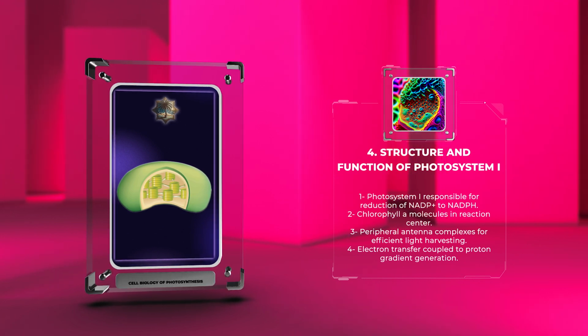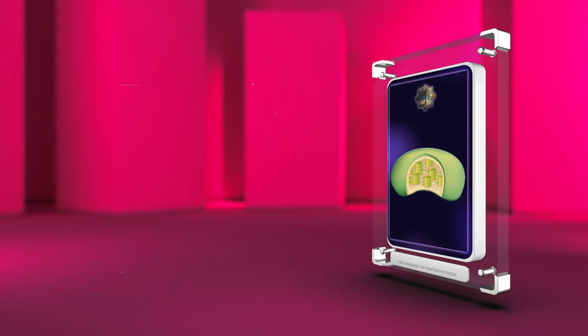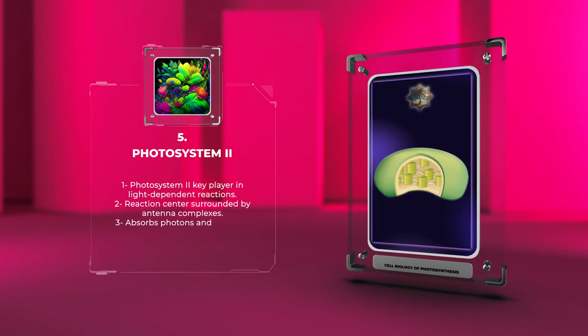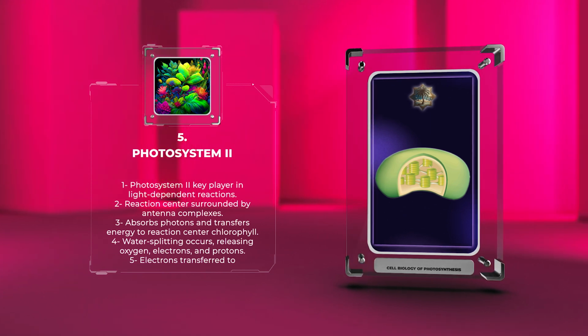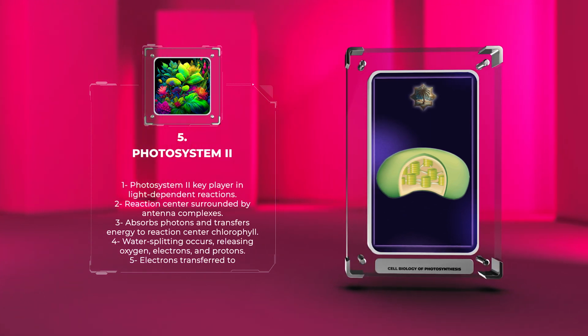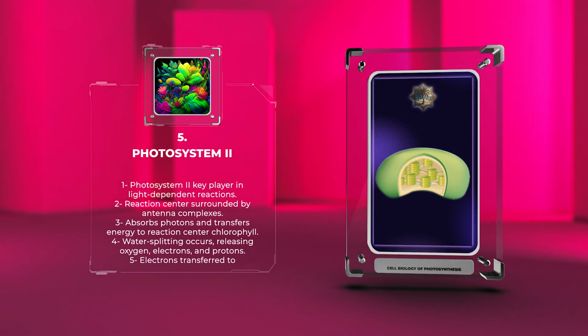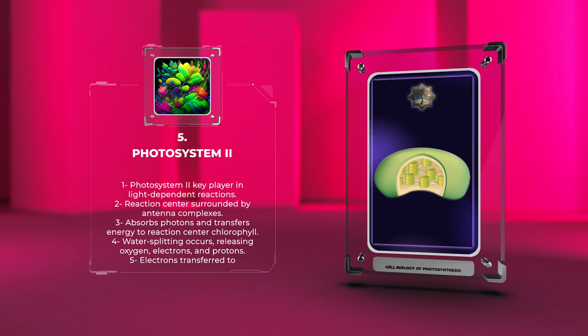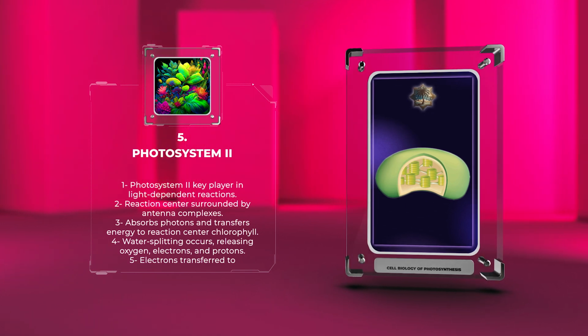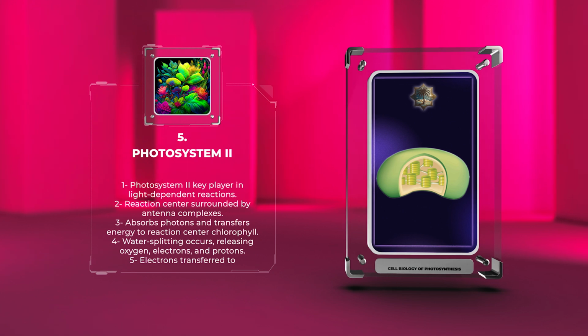Photosystem II is a key player in the light-dependent reactions of photosynthesis as it initiates the electron flow. It consists of a reaction center, surrounded by numerous antenna complexes. PSII absorbs photons and transfers the excitation energy to the reaction center chlorophyll, where water splitting occurs, releasing oxygen, electrons, and protons. The electrons are then transferred to the plastoquinone pool, fueling the electron transport chain.